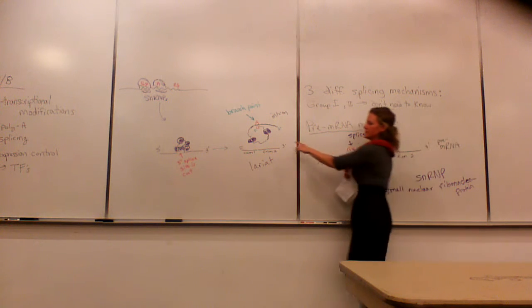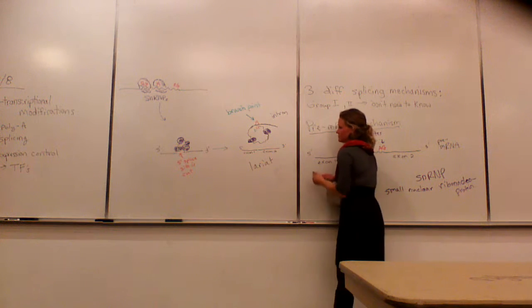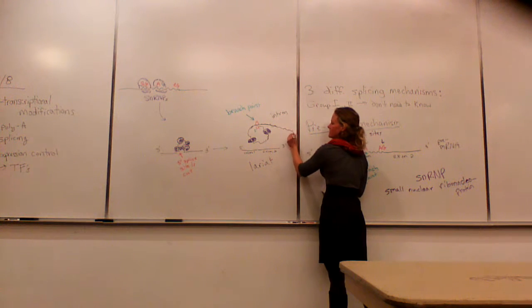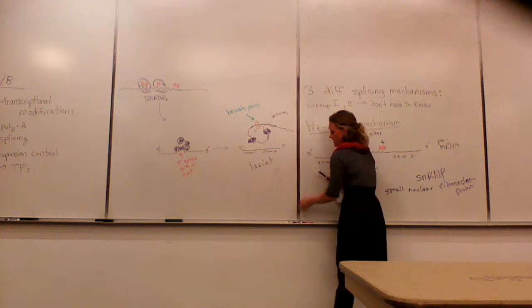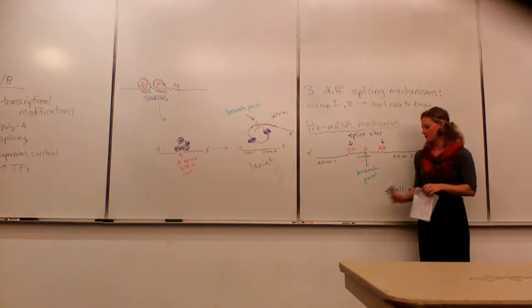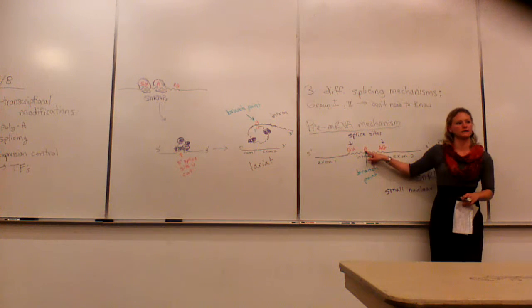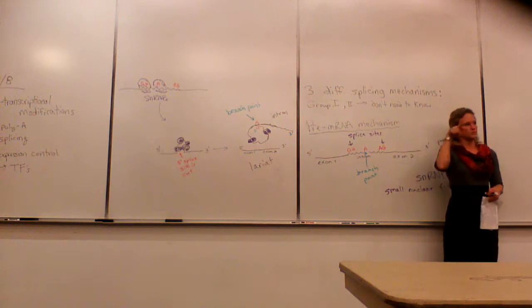So this is why it's a lariat too, because you still have, and maybe my scale isn't super accurate here, quite a bit left over of the rest of the 3' end of your intron, because you're just taking this U and connecting it up with the A. You're making a little loop with a tail.